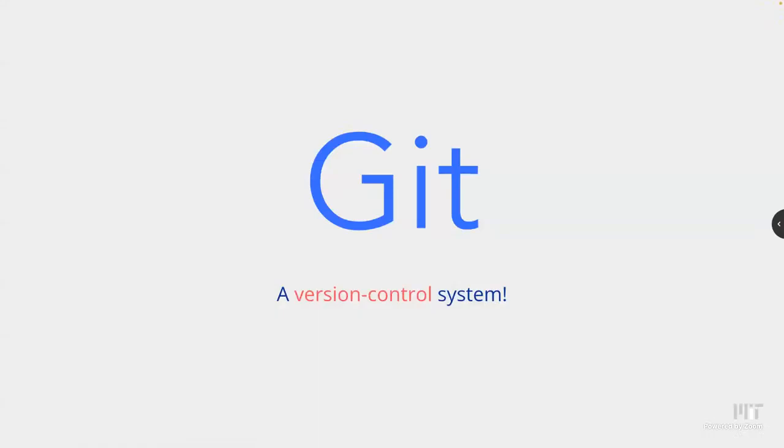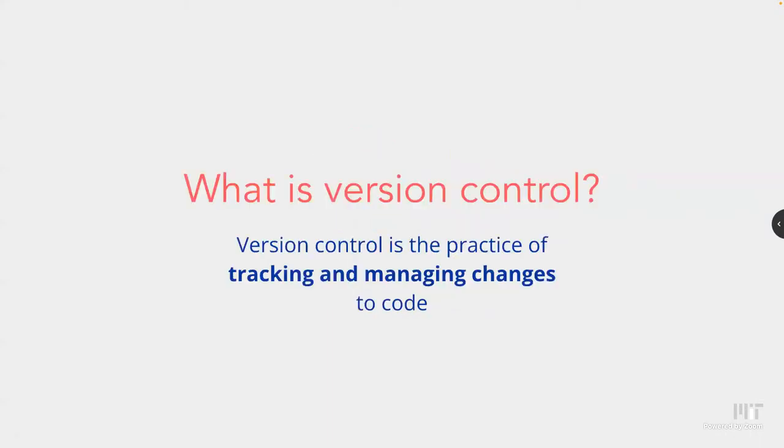All right, so what is Git? Git is something called a version control system. And a version control system is basically the practice of tracking and managing changes. And that's all Git does. It just tracks changes. So this might sound simple, but it's actually a pretty complicated topic.